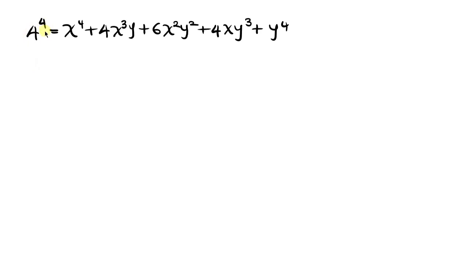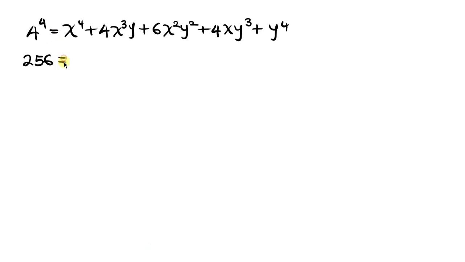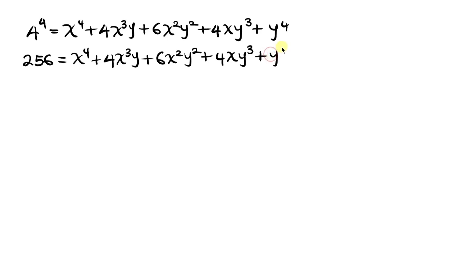Alright, so 4 to the 4th is 256. And this is equal to x to the 4th plus 4x cubed y plus 6x squared y squared plus 4x y cubed, and then plus y to the 4th. So we can call this equation 4, since we've already got equation 1, 2, and 3. Our next step will be to solve equation 3 and equation 4. But first off, let's bring them together.